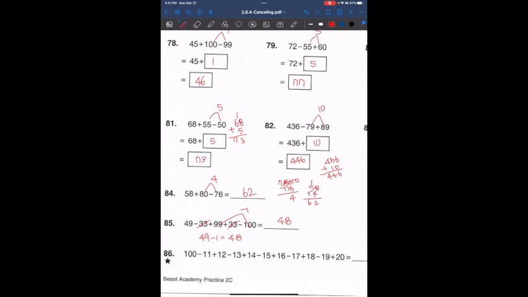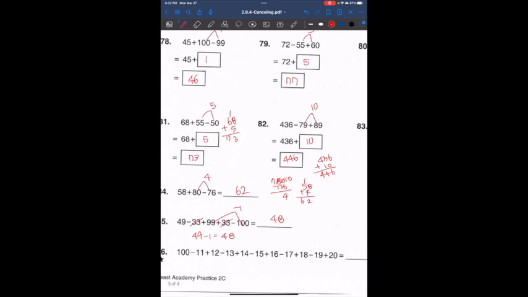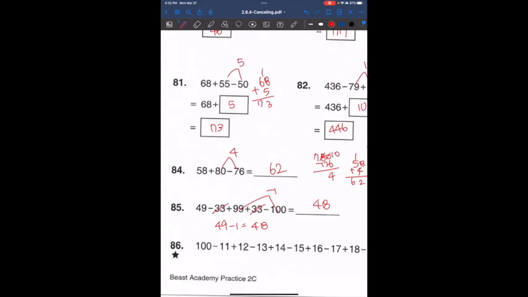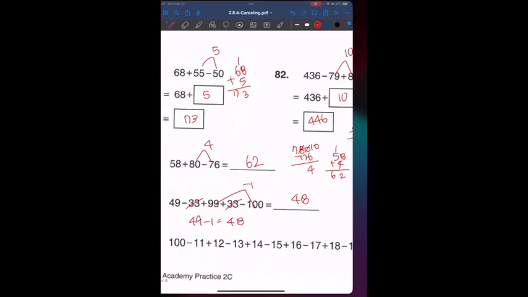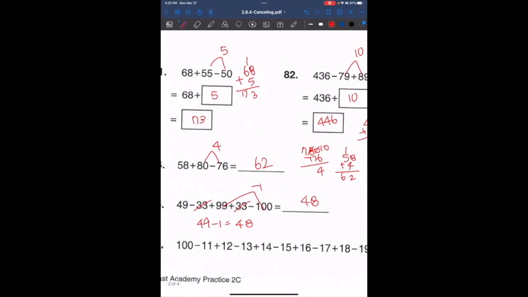Okay, so we'll look at question 86. So we have so many numbers here. So we're going to look for the ones that we can cancel or almost cancel. So we have negative 11 and 12. We can almost cancel them out. So negative 11 plus 12 is 1.